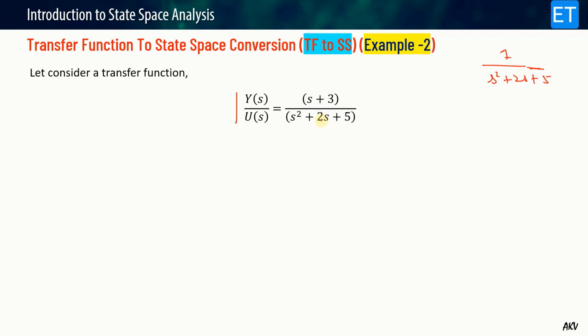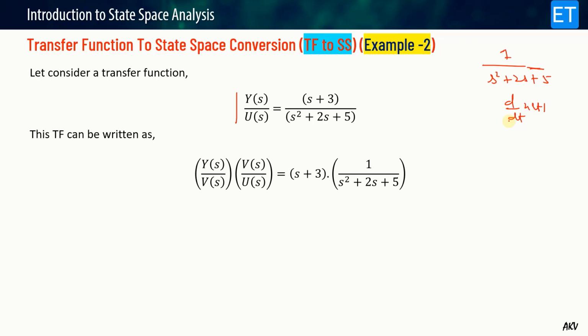So that previous method is not applicable here, because if you do the cross multiplication, you will get s into U(s). So s into U(s) means by taking Laplace inverse, you will get d by dt of u(t). So that will be the derivative of the input. But as you know, there is no d by dt of input in any of the state equations. So obviously this method won't work. So what do I have to do? I have to separate the numerator polynomial and the denominator polynomial like this.